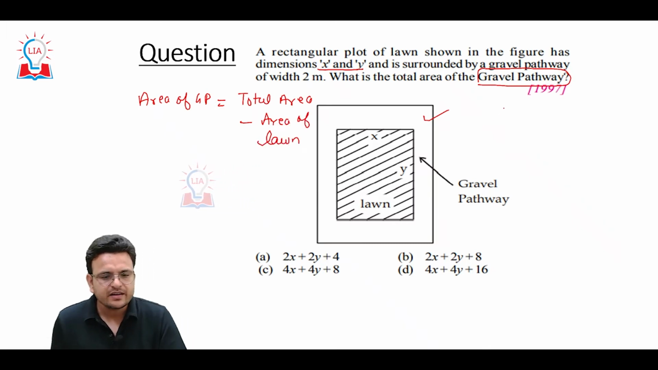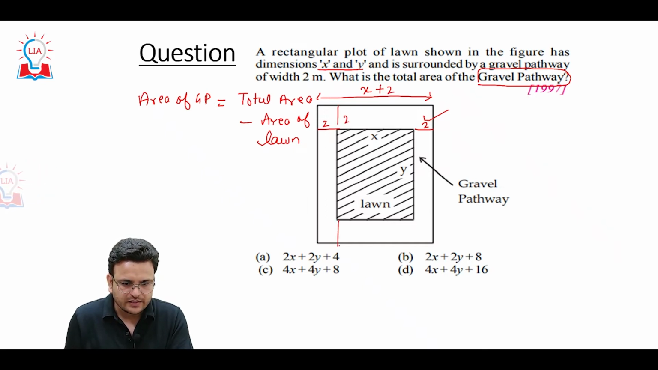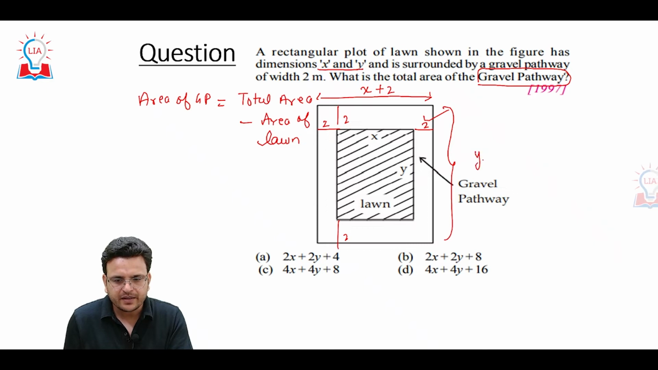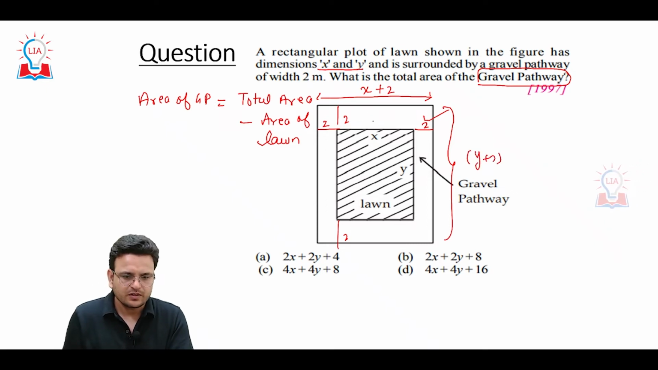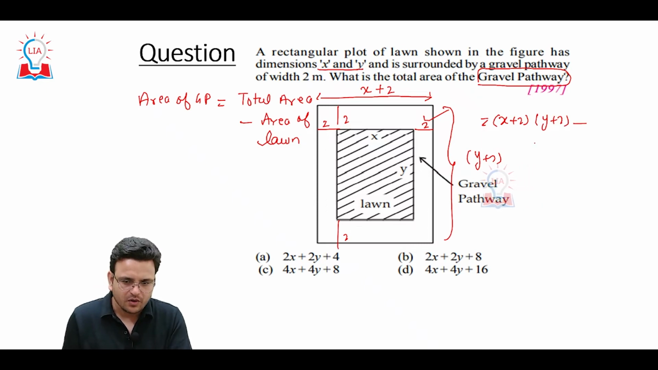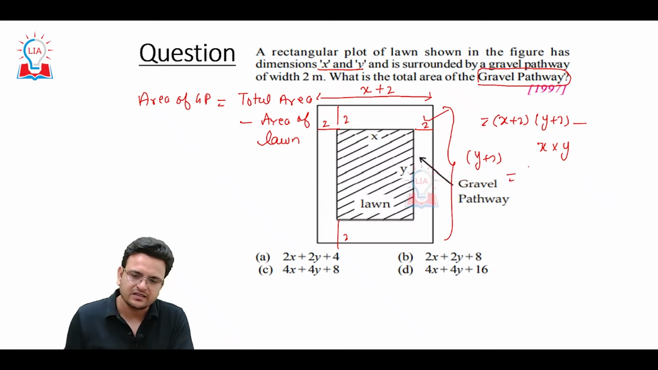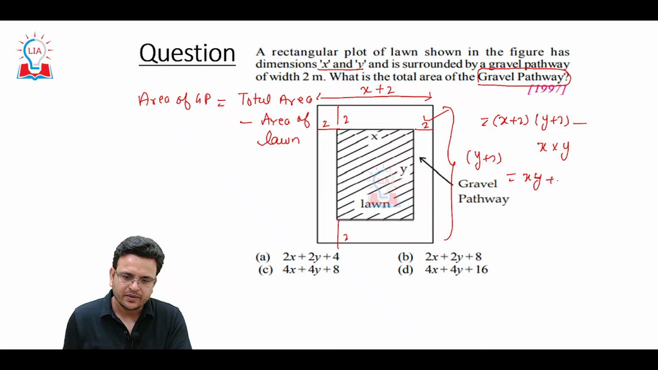Okay, so here this gravel pathway is 2 meter wide this side, 2 meter wide this side. So the total breadth becomes x plus 2, and this is 2 meter this side and 2 meter this side, it becomes y plus 2. So now the area of entire plot will be x plus 2 times y plus 2, and the area of lawn will be x into y. We have to solve this particular equation, we will get the answer. So it becomes xy plus 2x plus 2y plus 4.